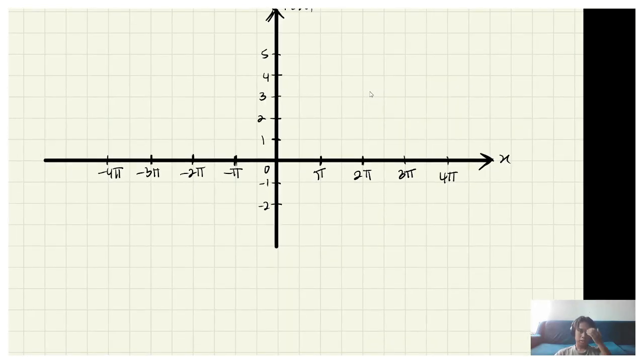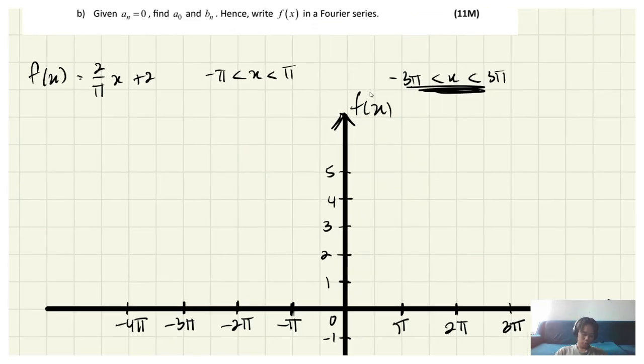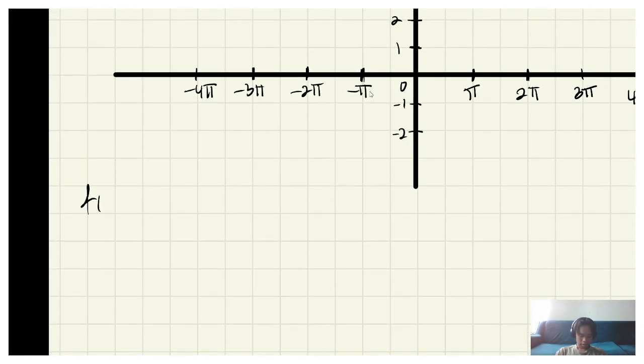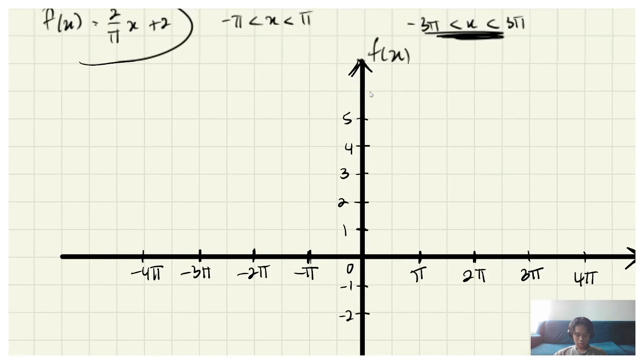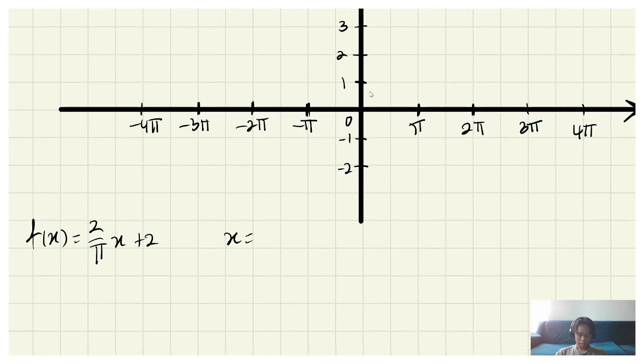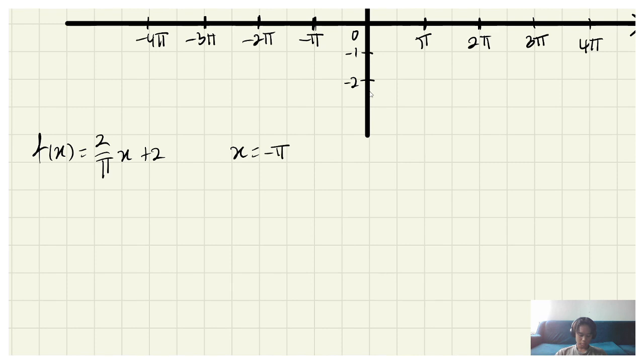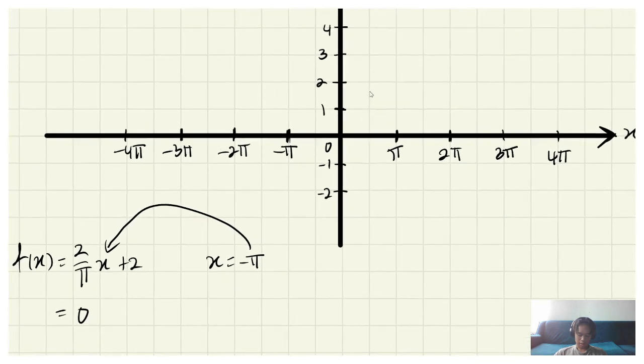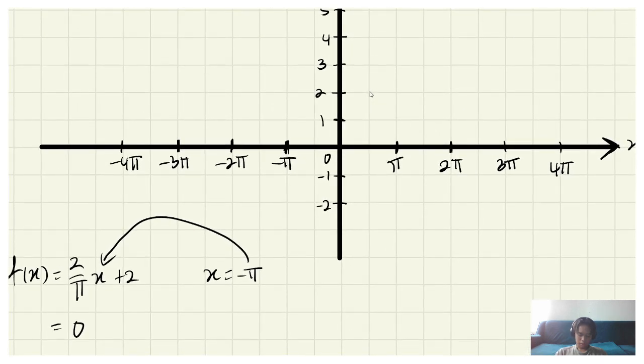So how to make the graph? We pick this function, f(x) equals 2 over pi times x plus 2. So the x is negative pi. So we substitute this negative pi into x, and the value will be 0. So f(x) is 0 and x is negative pi. The mark will be here.